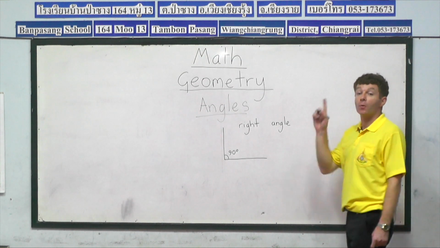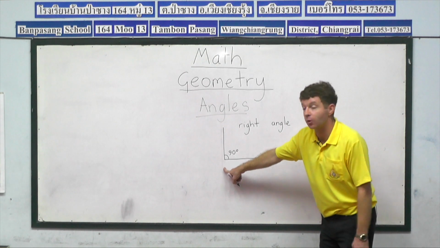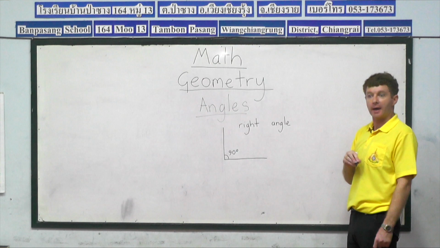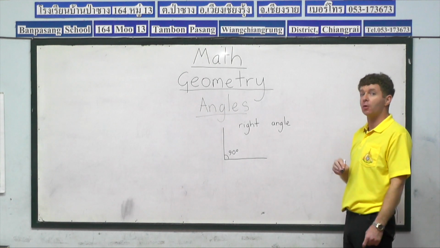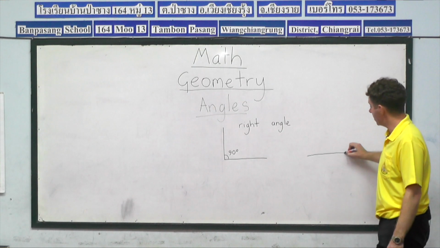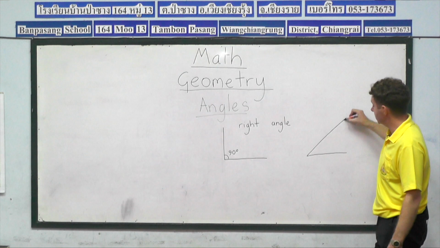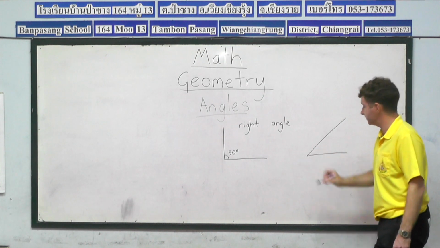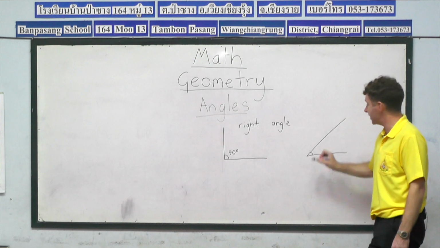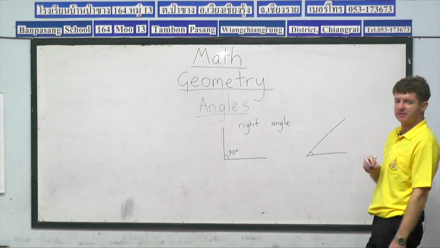An angle that is exactly 90 degrees is called a right angle. But there are many other types of angles. For example, if I draw a line here, and then another line here, has an angle been created? Yes. Anytime 2 lines meet, we have an angle.